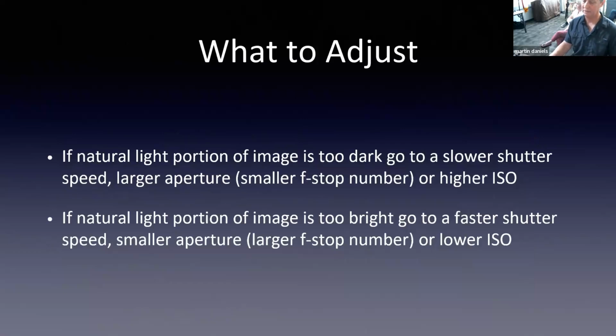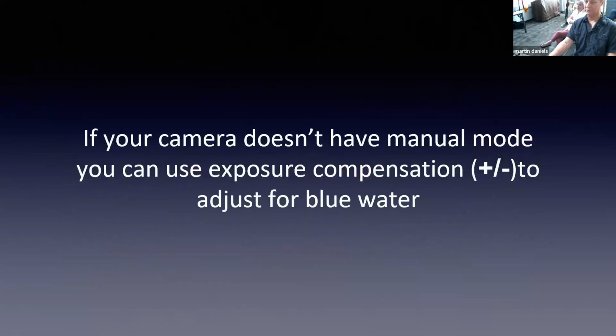So if the natural light portion of your image is too dark, you can go to a slower shutter speed, a larger aperture, or a higher ISO to get the natural light portion to go brighter, okay? If the natural light portion of your image is too bright, you can go to a faster shutter speed, a smaller aperture, or a lower ISO, okay? But it's really important to understand how to control those.